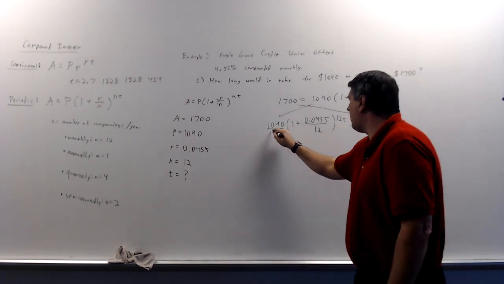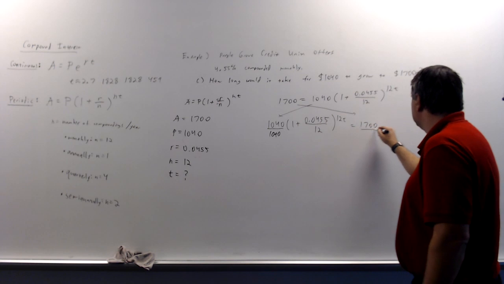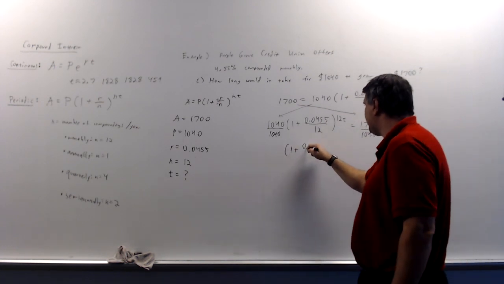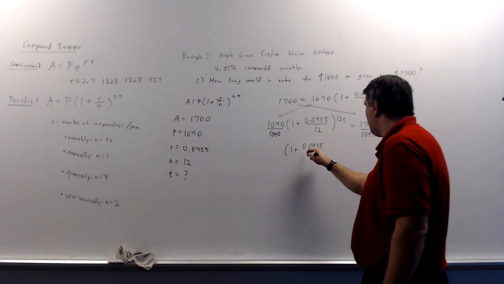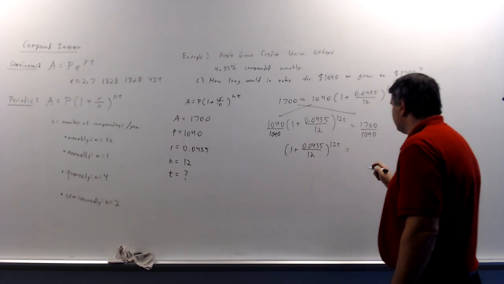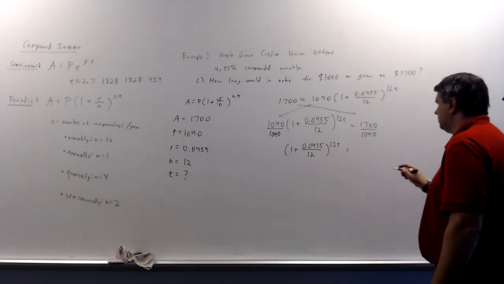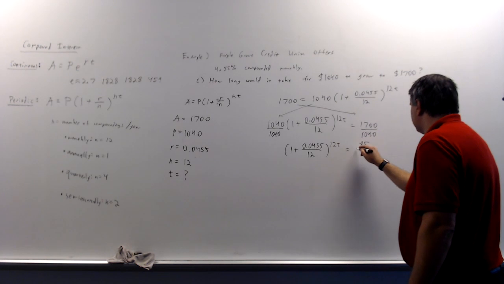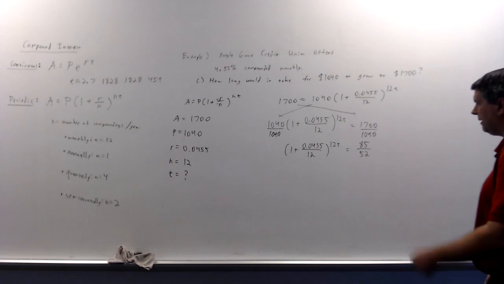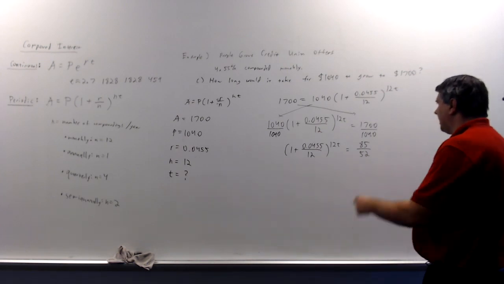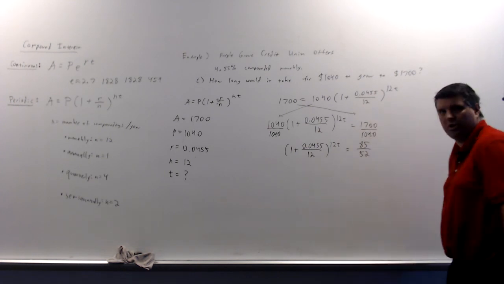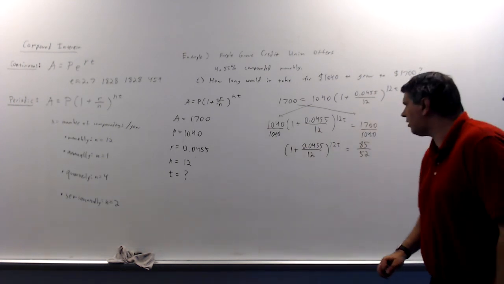Divide off that 1,040, and we have 1 plus 0.0455 over 12 to 12t power equals 85/52. Any fraction capable calculator can tell you that. But where I originally got it from was I divided by 10 to cancel the zeros, and then both of those were divisible by 2. That's how I did it earlier.